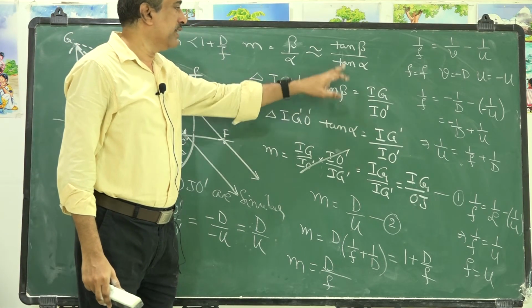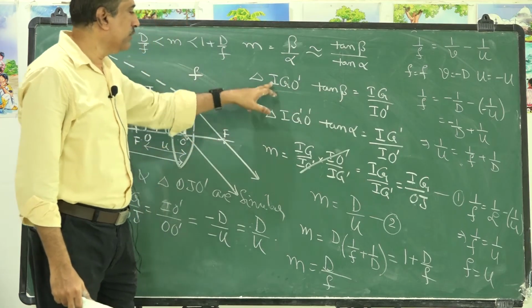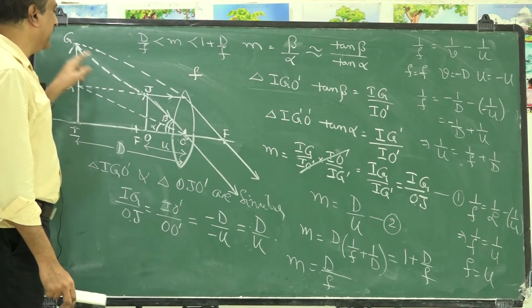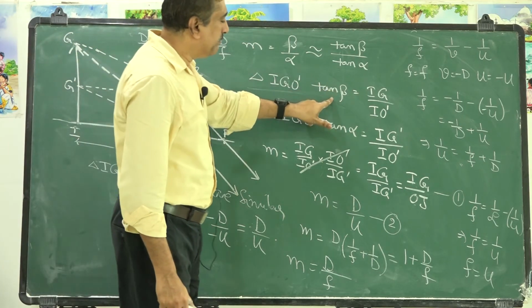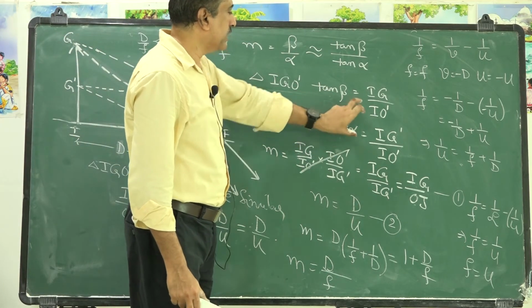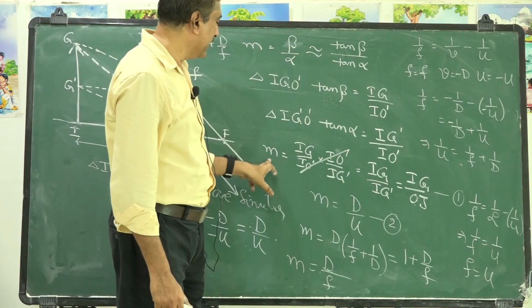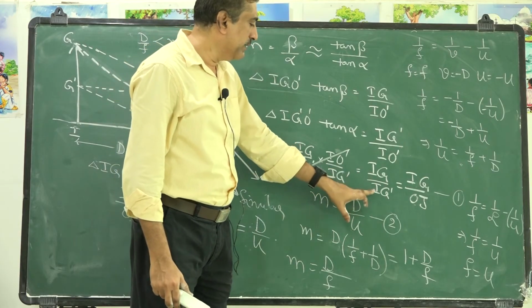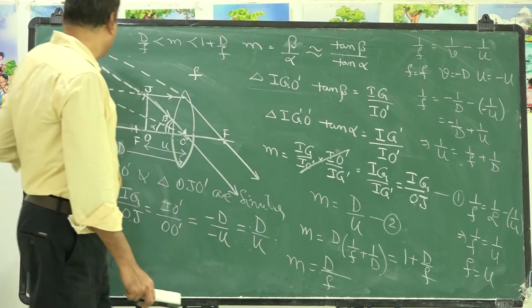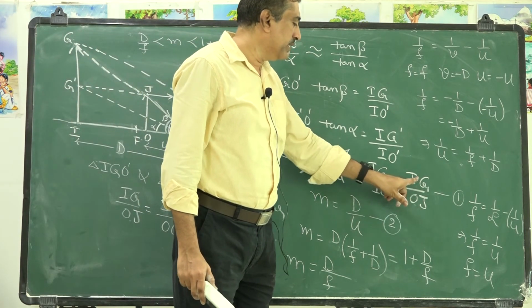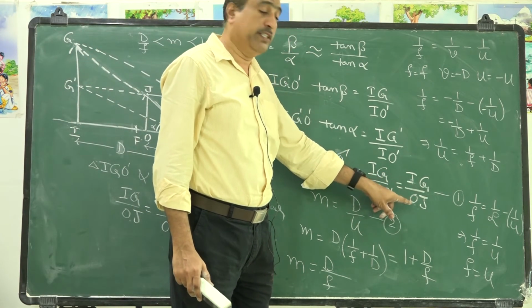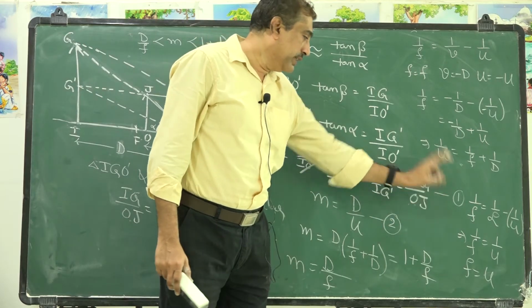We have derived relations for tan beta and tan alpha from these two triangles IOG dash and IG dash O dash. Substituting these in this equation we get the magnifying power as IG by IG dash, but IG dash is equal to OJ. So it is IG by OJ, that means height of the image by height of the object, and we got that relation.